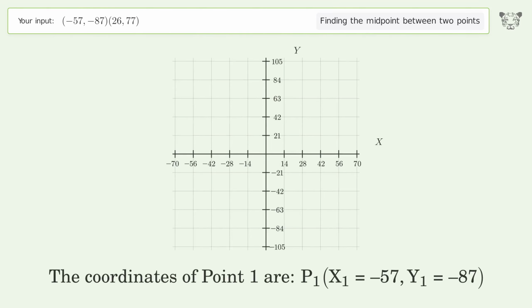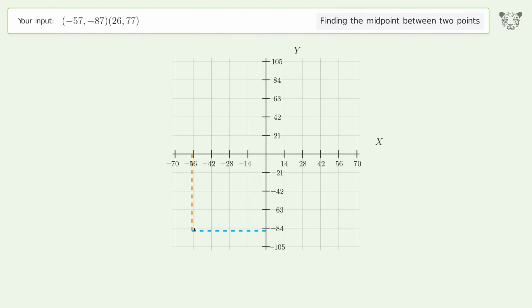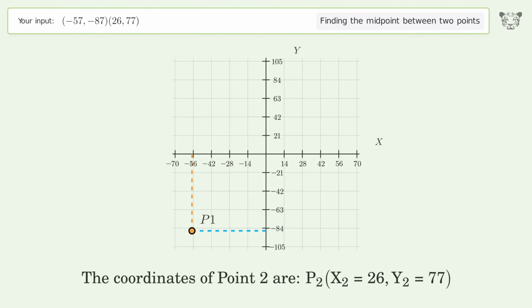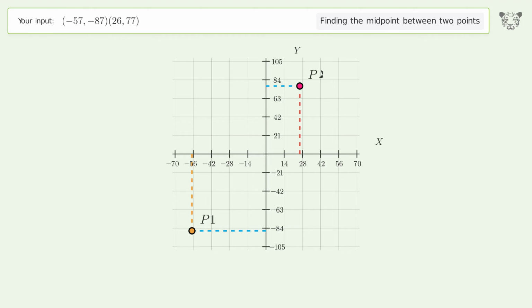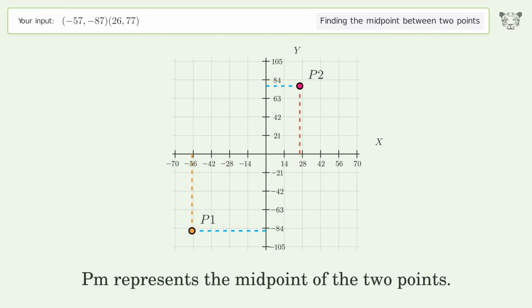The coordinates of point 1 are, x1 equals negative 57, y1 equals negative 87. The coordinates of point 2 are, x2 equals 26, y2 equals 77. PM represents the midpoint of the 2 points.